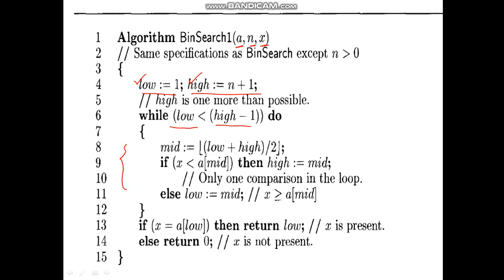Mid is equal to (low plus high) divided by 2. If x is less than A[mid], then high is to be updated, otherwise low is to be updated. And finally, if we find that x is equal to A[low], then return low, otherwise return 0. So this is called the iterative algorithm for divide and conquer binary search.